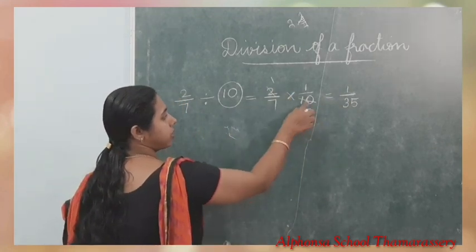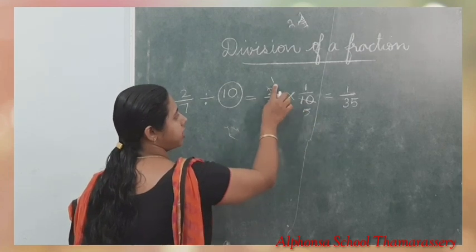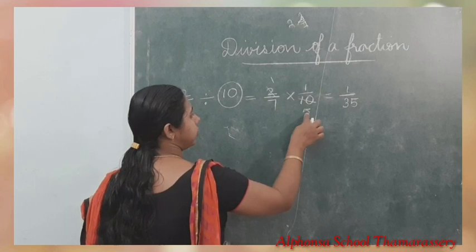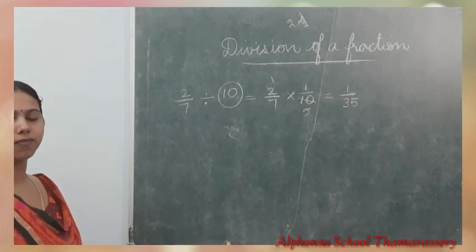2 and 10. 2 is the common factor. 1 2 is 2. 5 2s are 10. Then 1 is left here. 1 into 1, 1. 7 into 5, 35. So the answer is 1 by 35.